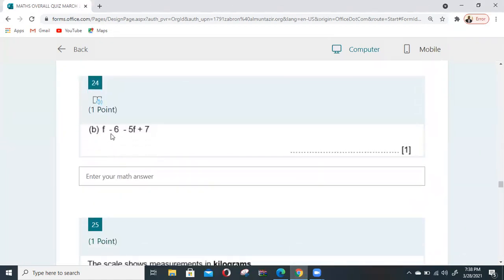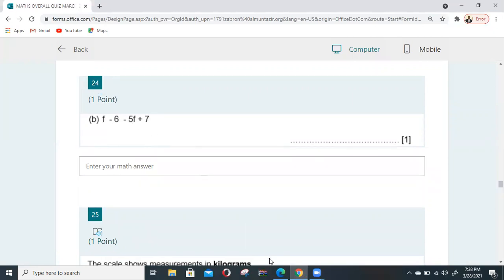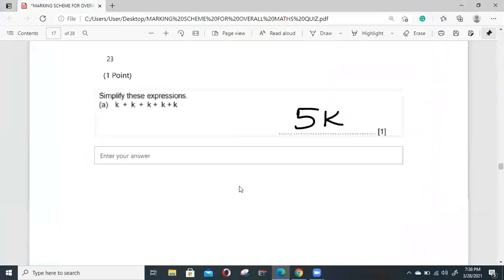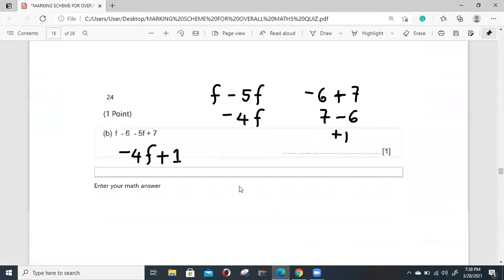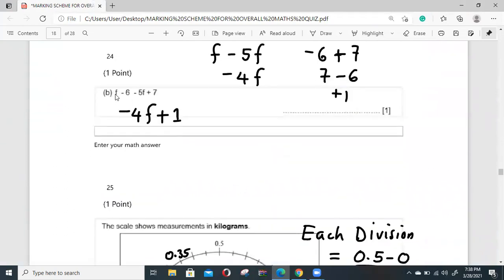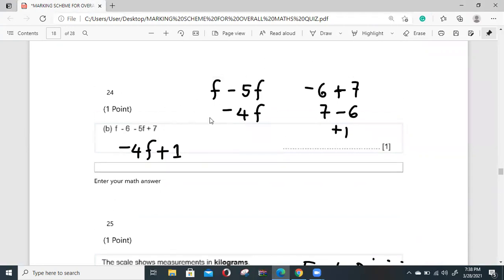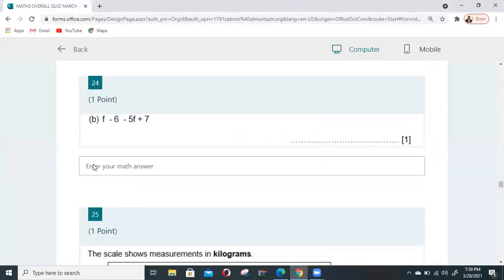How about this question, F minus 6? I have done this question somewhere here. Yes, there we go. Collect like terms, we have F minus 5F, the answer is negative F. Negative 6 plus 7, swap that, you get positive 1 there. So the answer is negative F plus 1.